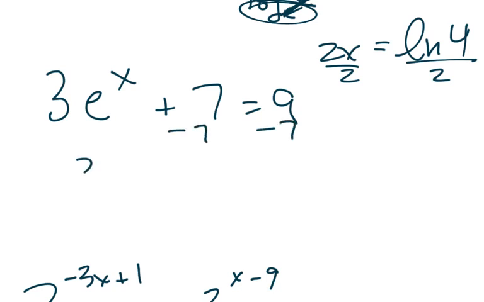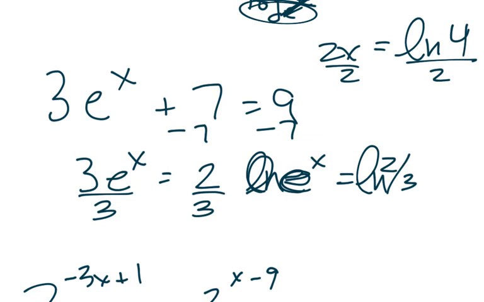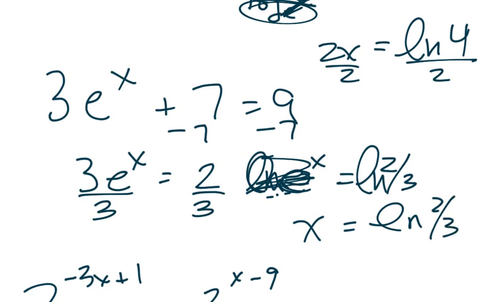So let's subtract 7, and that'll give us 3 times e to the x equals 2. Let's divide by 3, and that'll give us e to the x equals 2/3. Now it's time to take the natural log. Why natural log? Because this is an e, and the natural log cancels it all out and leaves you with an x. And so whatever the natural log of 2/3 is, that's what you get.